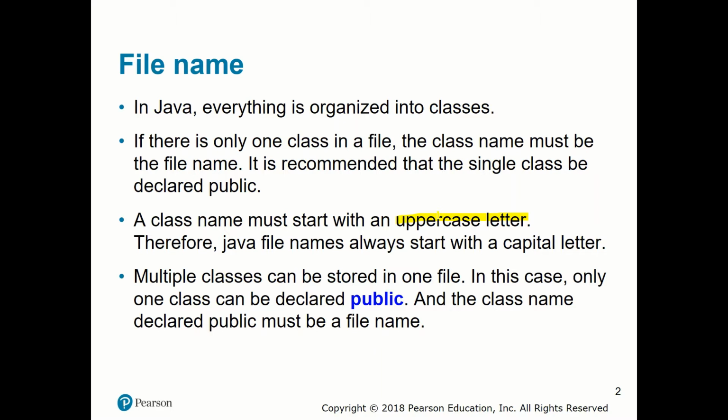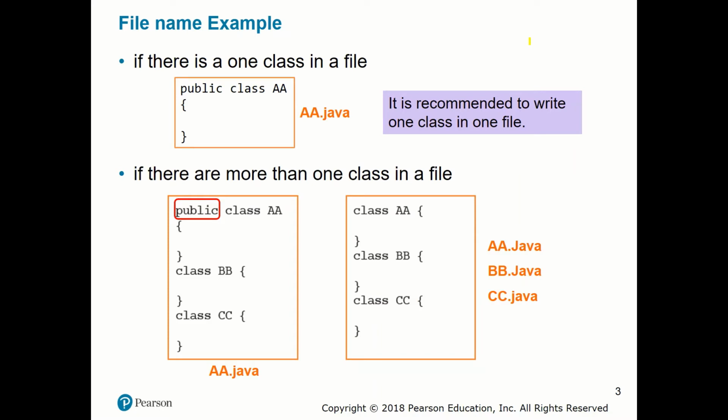Multiple classes can be stored in one file. In this case, only one class can be declared public, and the class name declared public must be the file name. For example, if there is only one class in a file, then the class name must be the file name. So like this, there is only one class and the class name is AA, then the file name should be AA.java. And it is recommended that the class is declared as public.